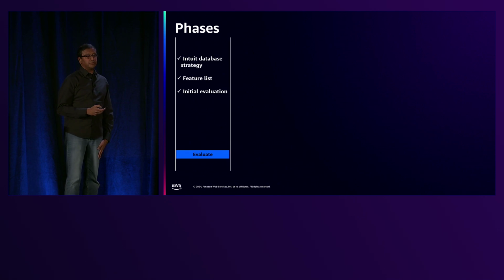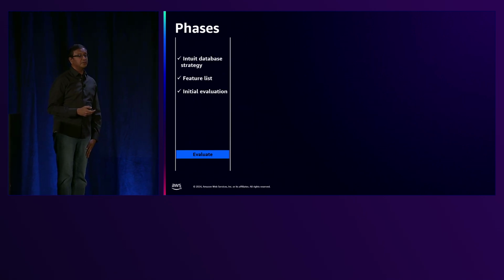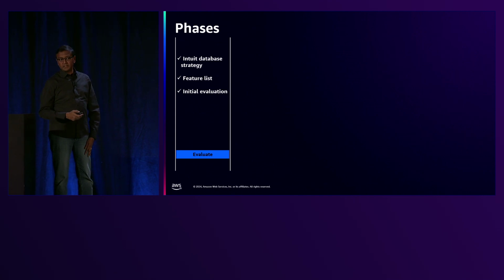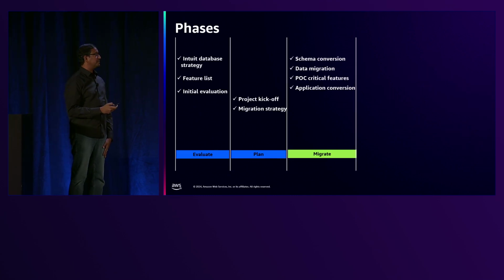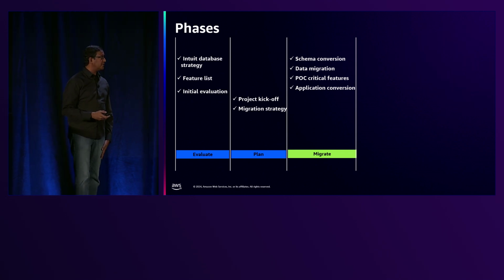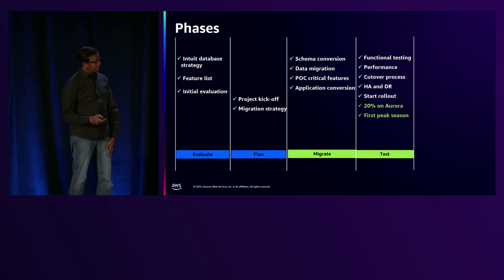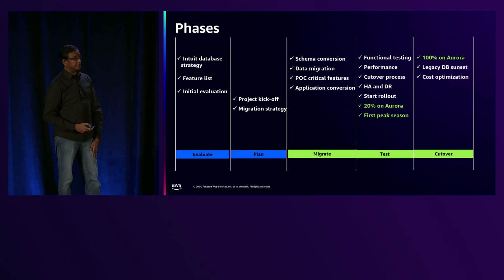So we took a phased approach, starting with evaluating technologies based on a set of features we were looking for to support our product. And based on the feasibility, we defined the scope of what we are going to change, had some high-level technical design, and had a planning phase. And then started working on the actual execution, doing schema conversion, data migration, and application conversion. We did extensive testing and had a careful rollout strategy to complete it.